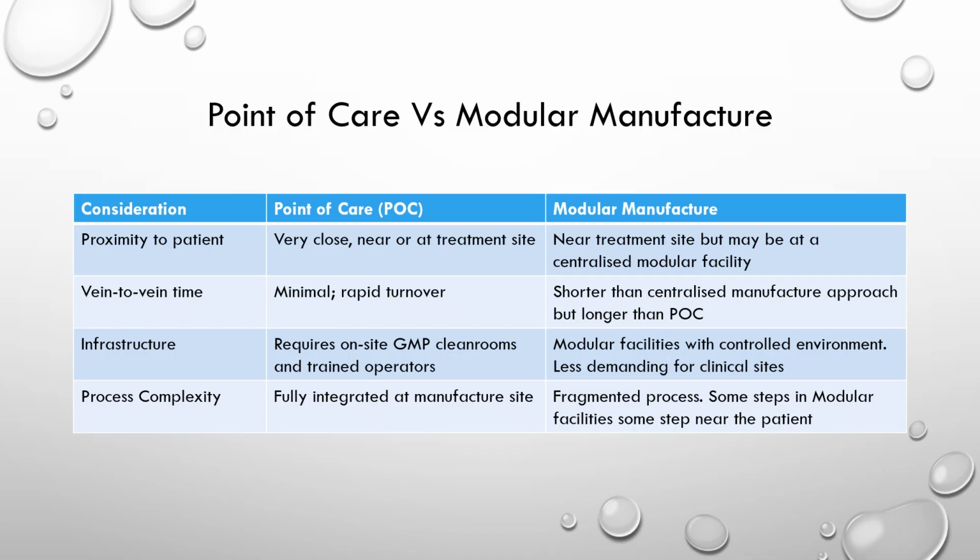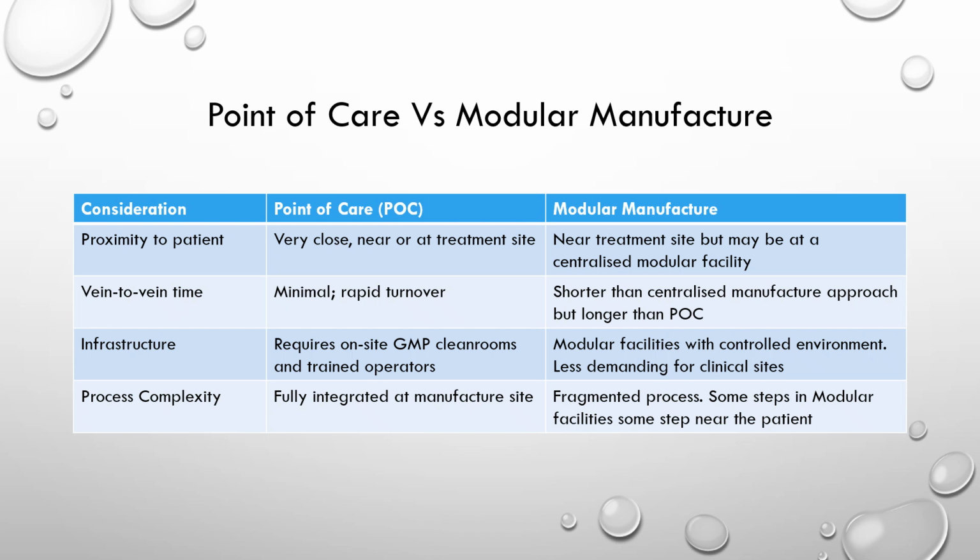Right, so what's the difference between the two? What are the advantages and disadvantages? How do they both compare against one another? So, point of care with regards to modular manufacture, with regards to proximity to patients. Point of care is very close or near to the treatment site, or maybe even at the treatment site, whereas modular manufacture may be near the treatment site, but it's not necessarily at the treatment site. It's usually centralized modular facilities.